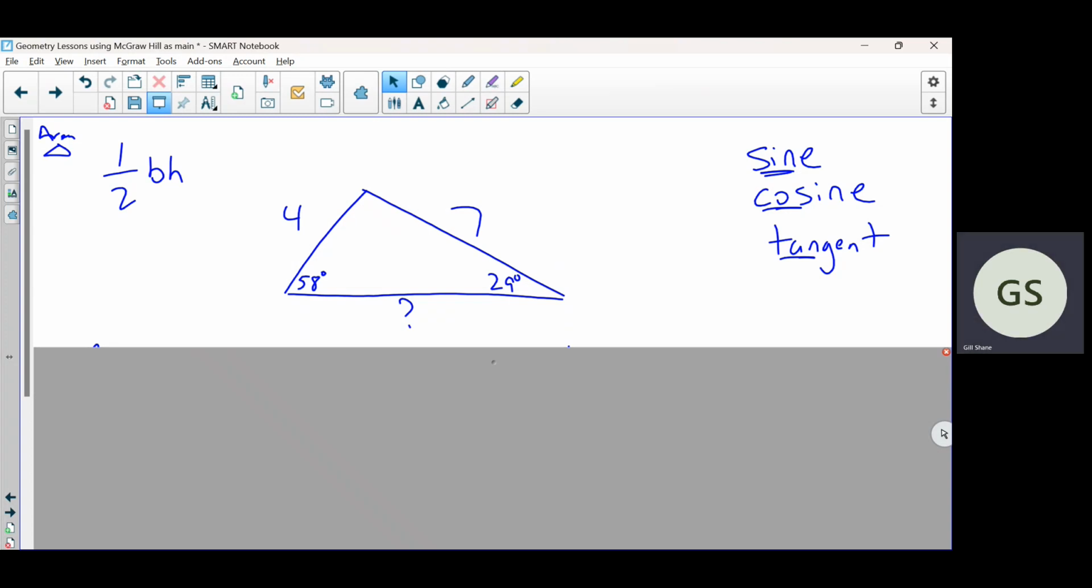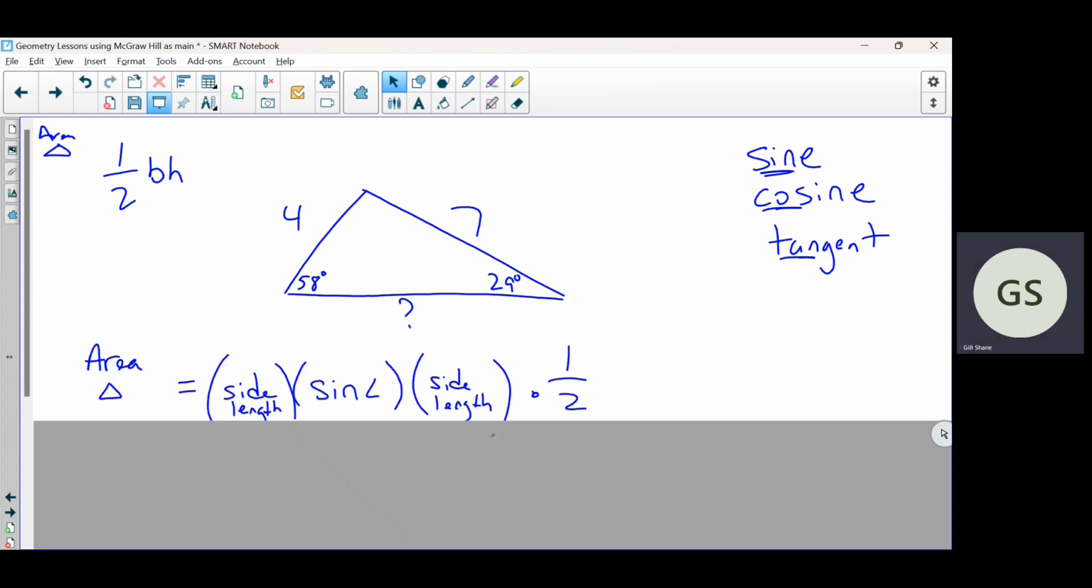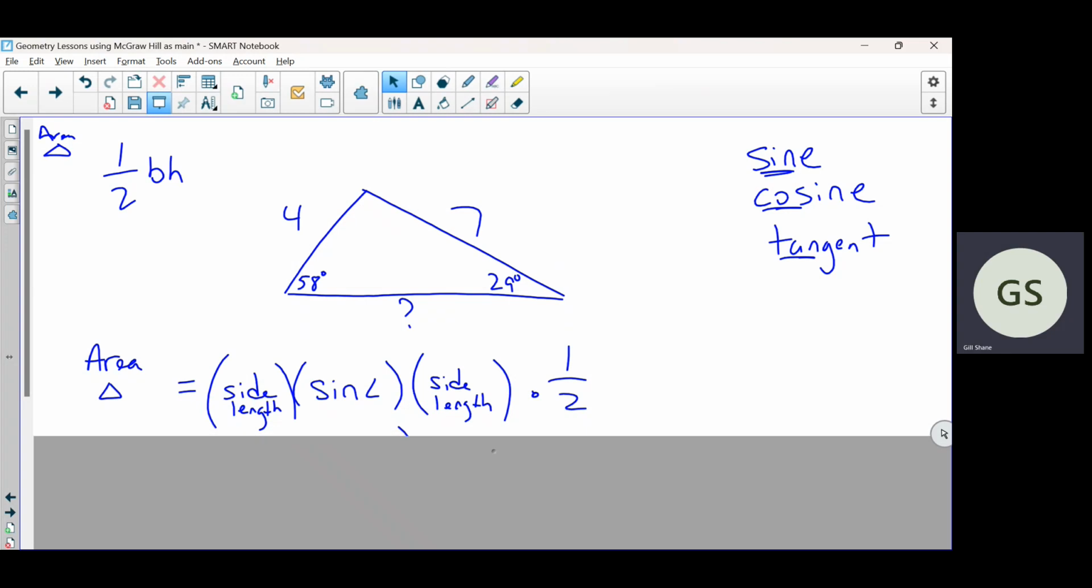All right, so now we'll just go ahead and solve it. Here's the formula. Again, you could have made it divided by 2 instead of times 1/2. I need to solve for that. So if you solve for that, what did you get for the third angle? All right, did you get 93?